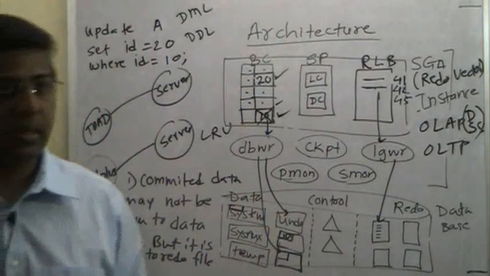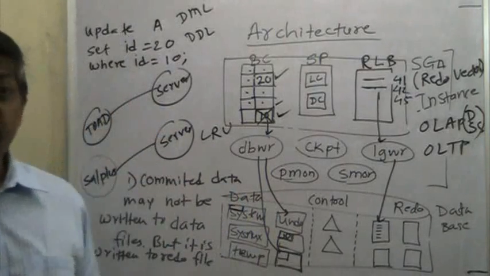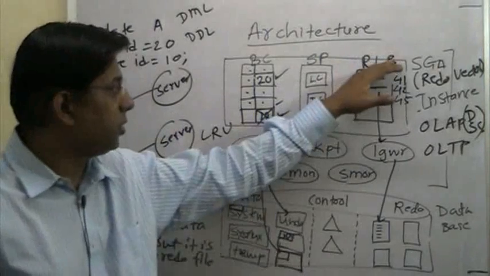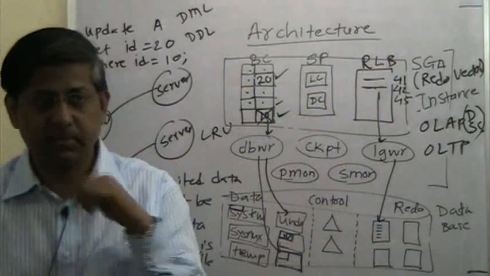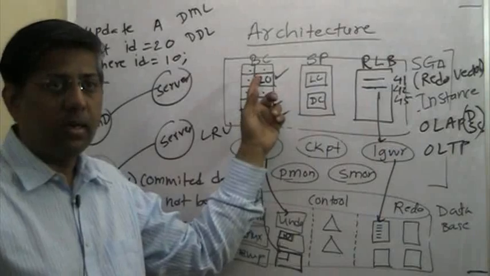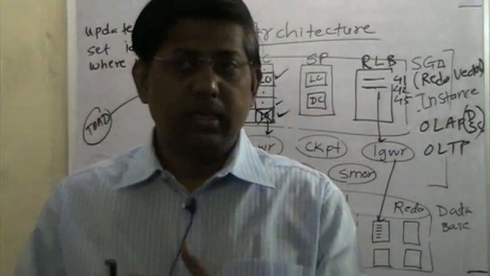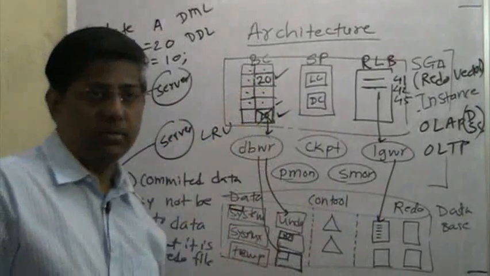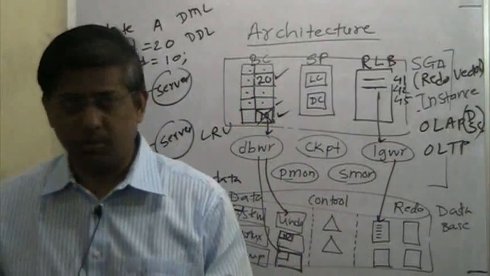And DBWR and LGWR, are they time dependent or memory dependent? They are memory dependent and time dependent, both. That means after a certain time they will be flushing information from memory into their respective files. If the redo log buffer and buffer cache contain enough space, then there is no need. They will check after a certain interval, is there any need to write certain things from here to here. If there is no need, then it will not write anything. It will not unnecessarily generate IO.